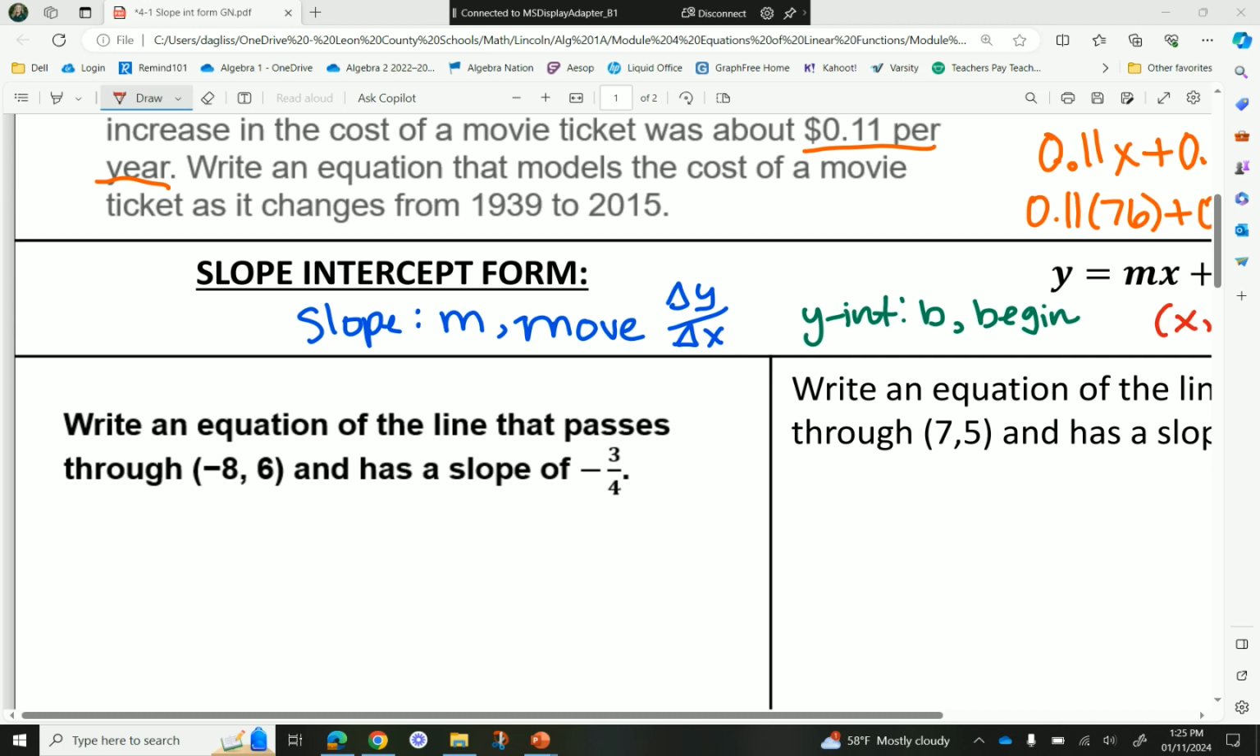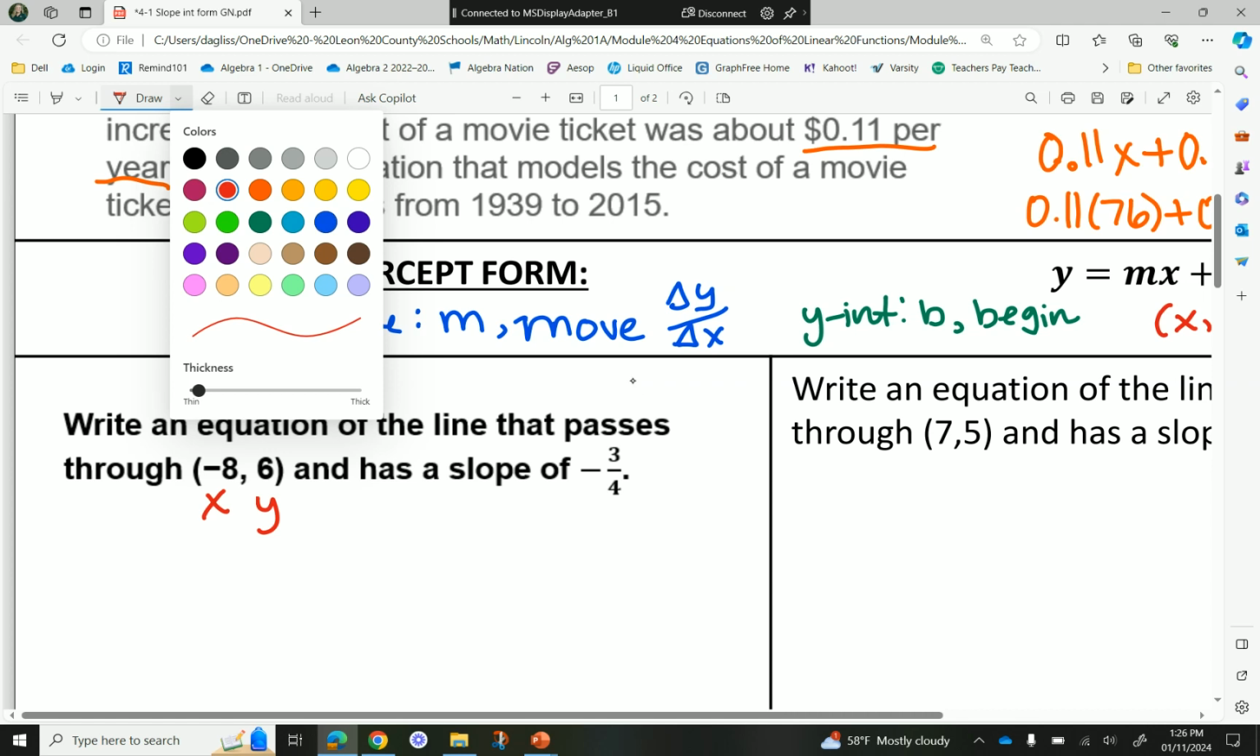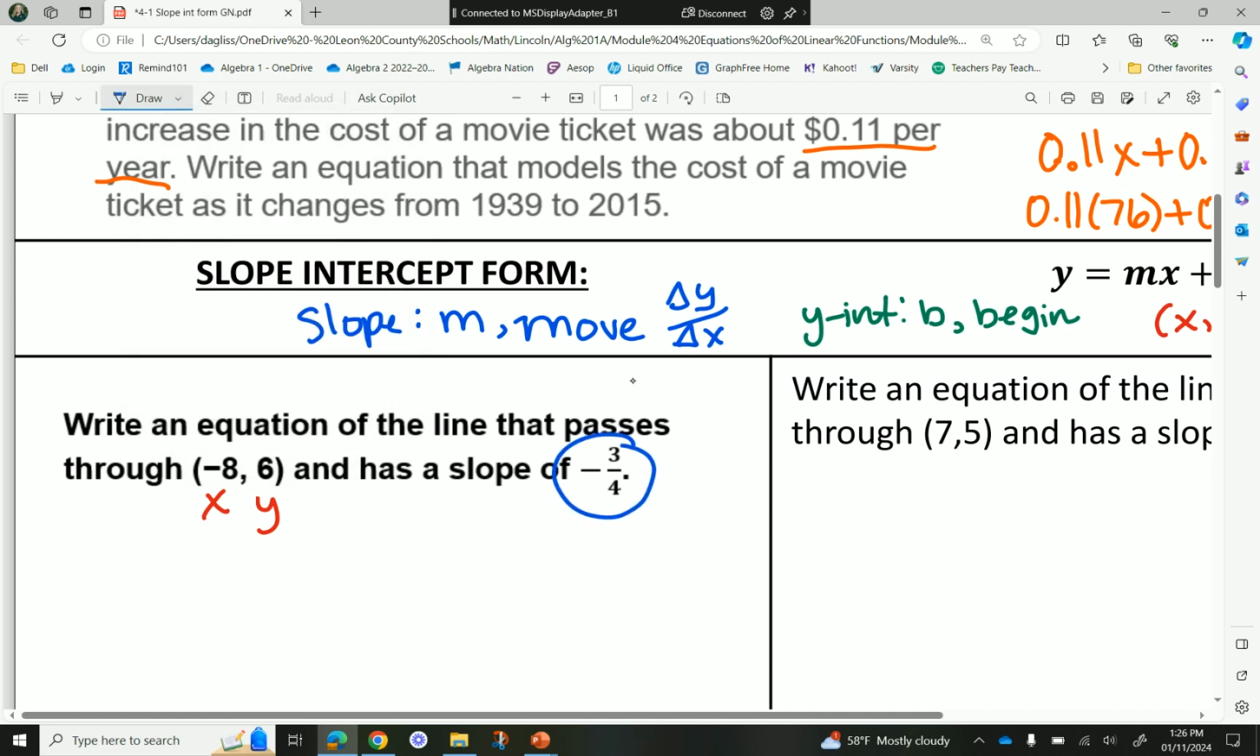Our first example says write an equation of the line that passes through (-8, 6) and has a slope of -3/4. So what did they give me? (-8, 6) is a point, correct? So they've given me an x and a y. I have an x of -8 and a y of 6. And then a slope of -3/4. They've given me the m part of my equation. But if we're writing it in slope-intercept form, I need my b.